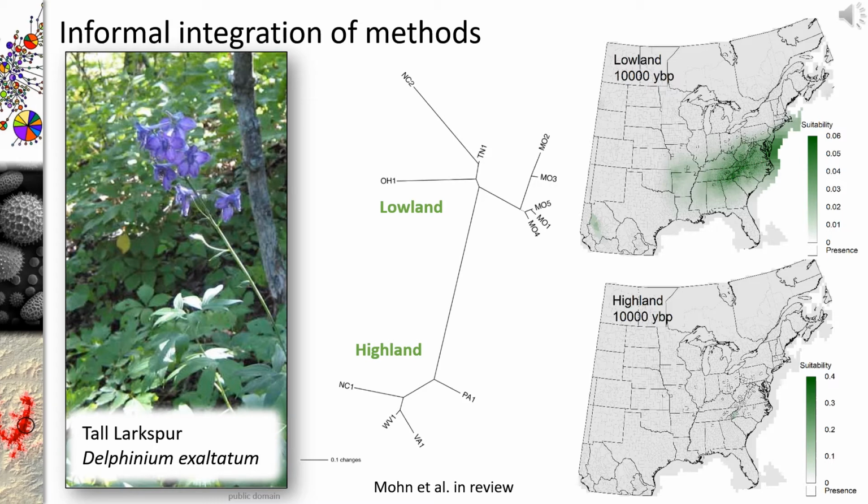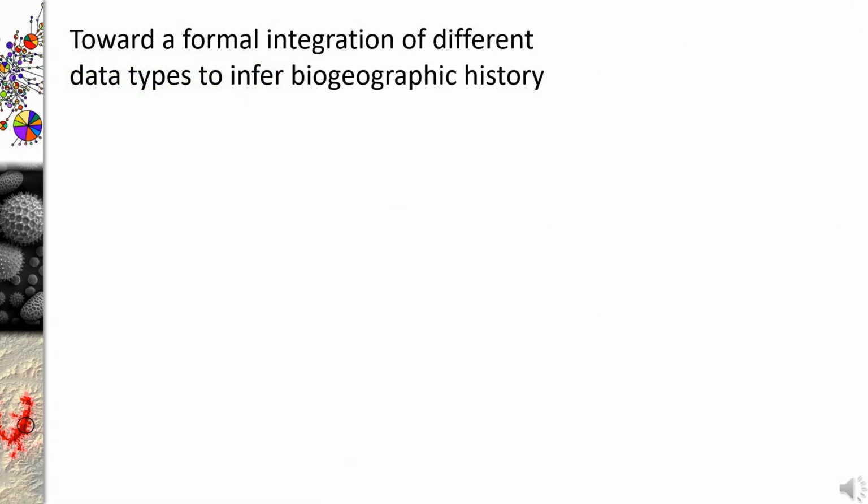Now, there's nothing in particular wrong with this analysis. It's very common to integrate different methods. Nevertheless, this integration is informal. The genetic side of the analysis does not talk to the niche side of the analysis and vice versa. So how can we formally integrate these methods to infer species biogeographic histories?